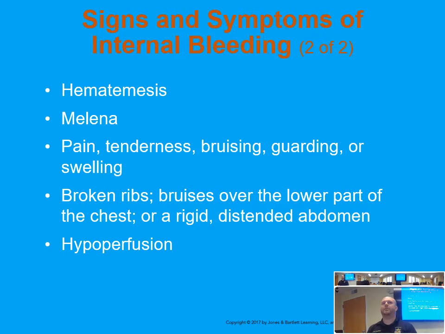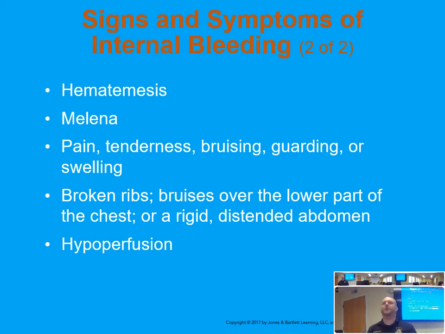Hematemesis is the fancy term for blood in your vomit. Hema meaning blood, emesis meaning vomit. Melena is dark, tarry stool, usually as a result of a GI bleed or gastrointestinal bleed. It smells terrible. It is dark black and it's gross.